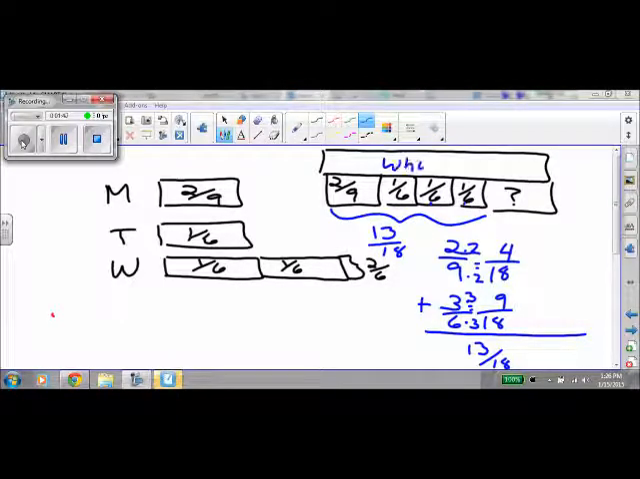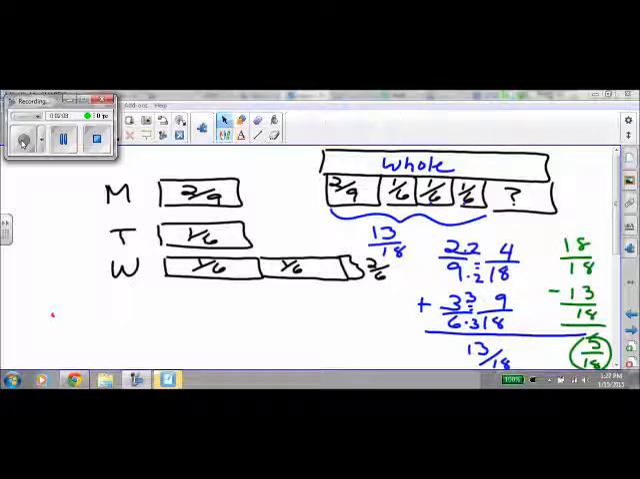It's the whole book. So what fraction of the book does he have left to read? Well, he has read 13 18ths. The whole book would be 18 18ths, and he has read 13 18ths. So what does he have left? 5 18ths of the book left to read.